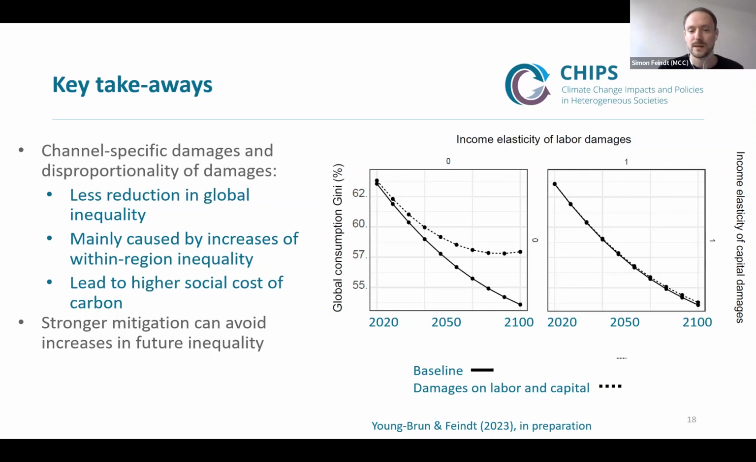As you can see now, the two lines, the baseline and the line for the damages on labor and capital, diverge. This line represents the global consumption Gini. So the global consumption Gini does not decrease as it does with damages completely on output. If damages are assumed to fall on labor and capital and fall more heavily on the poorest, the global consumption Gini decrease comes to a halt in the second half of the 21st century. So we see less reduction in global inequality, which is mainly caused by increases of within-region inequality. And this leads ultimately to a higher social cost of carbon, which implies stronger mitigation can avoid increases in future inequality, but also improve welfare levels. Back to Franziska. Thank you.